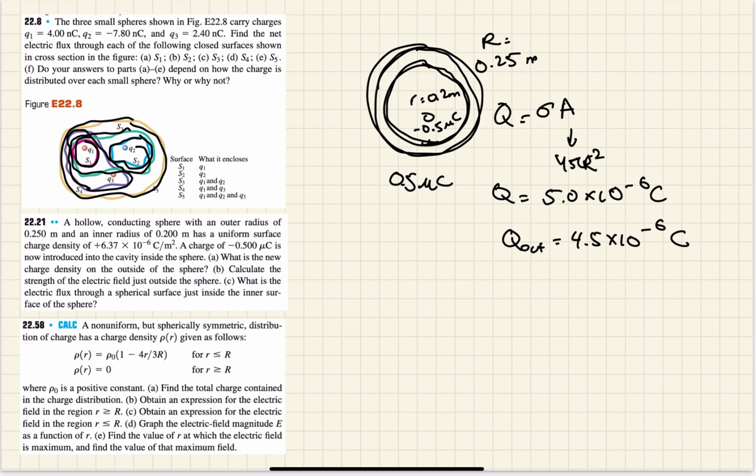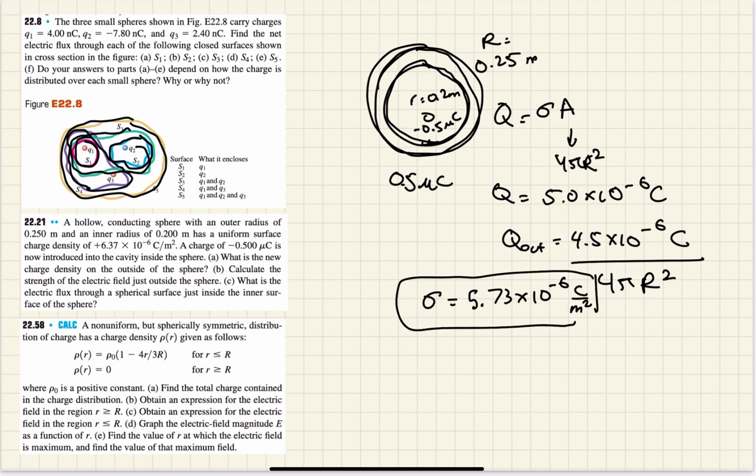Now for the surface charge density, you just divide that by the area. Area we know is 4 pi r squared. We already know r is 0.25. And so sigma is going to be equal to approximately 5.73 times 10 to the negative 6 coulombs per meter squared. So it is going to decrease because some of the charge moved down to the inner surface. Calculate the strength of the electric field just outside the sphere.